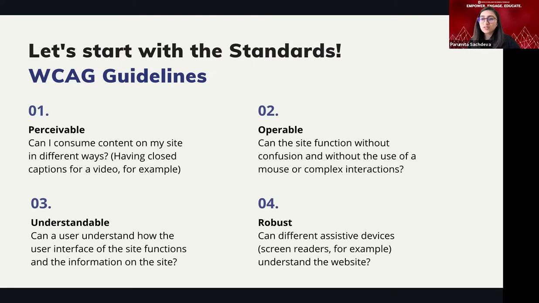Can the site function without confusion or without the use of complex interactions, maybe using mouse and keyboard together or in a very complex way? The third one is understandable. Can the user understand how the user interface functions? This would primarily be the navigation. Is it fixed across all the different pages, or is it more confusing? And finally, the fourth one is robust. This means, is your website supporting assistive devices like screen readers and other devices that can be used to understand the website?